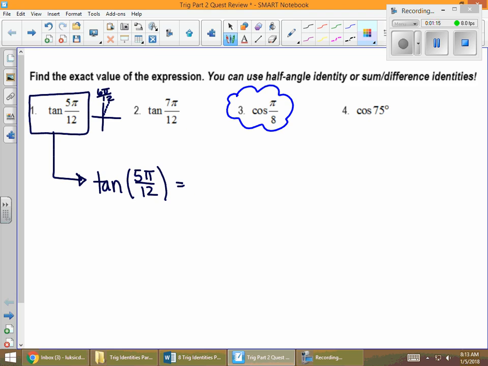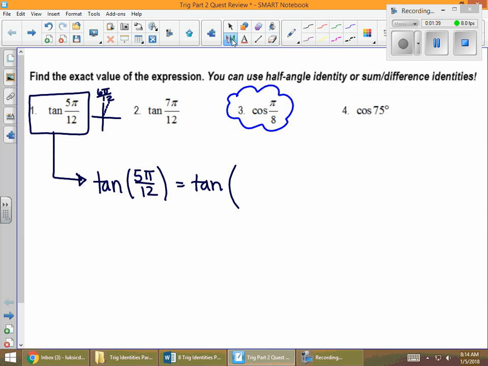Or we can do it within the problem. So let's see, 5 pi over 12 could be 1 pi over 12 plus 4 pi over 12. And 4 pi over 12 would reduce, but 1 pi over 12 won't. So that combination will not work for us. We'll get rid of that and we'll try something else.